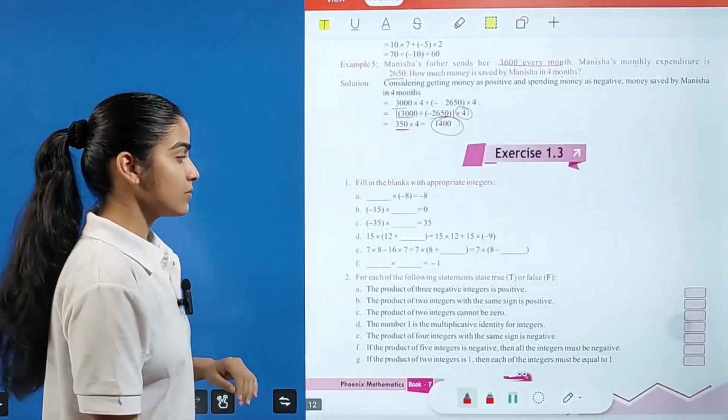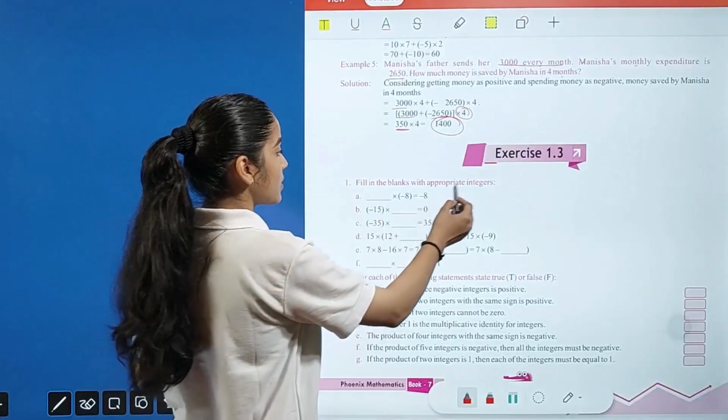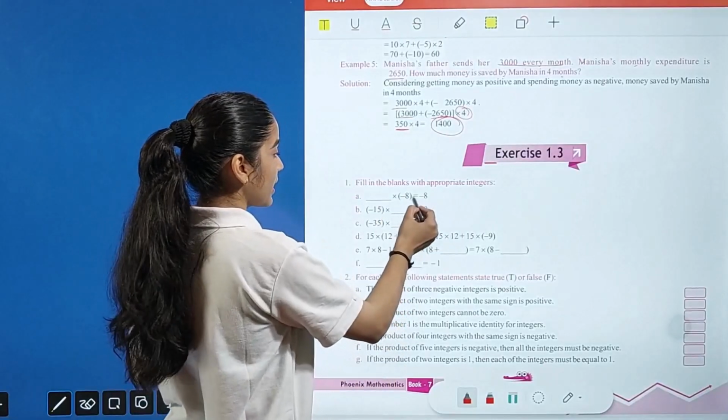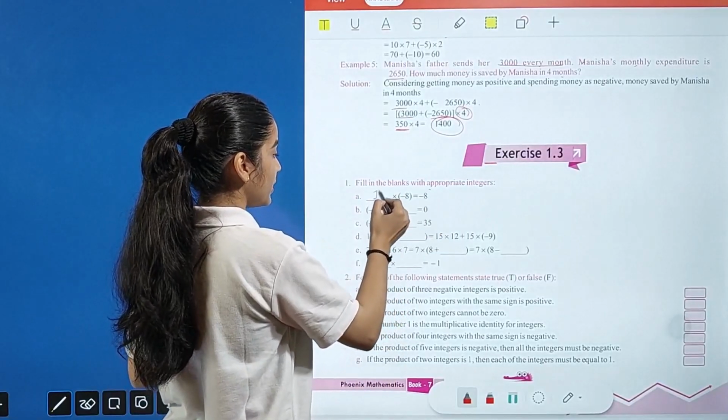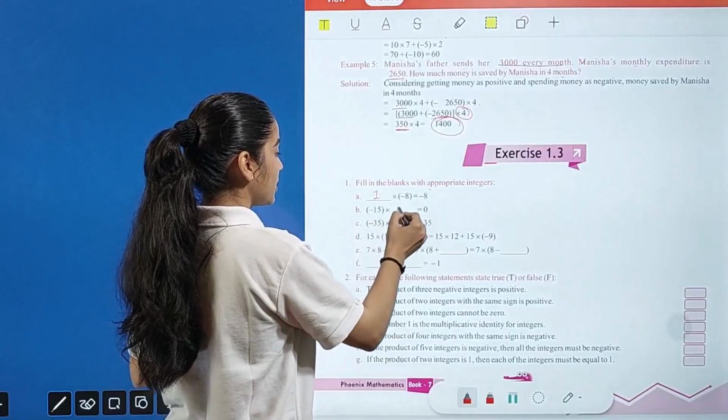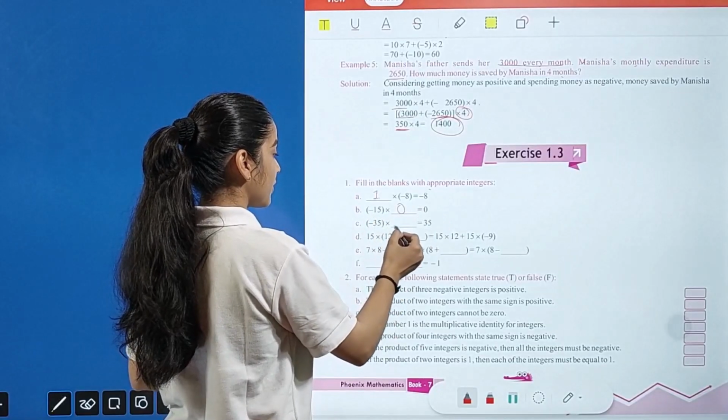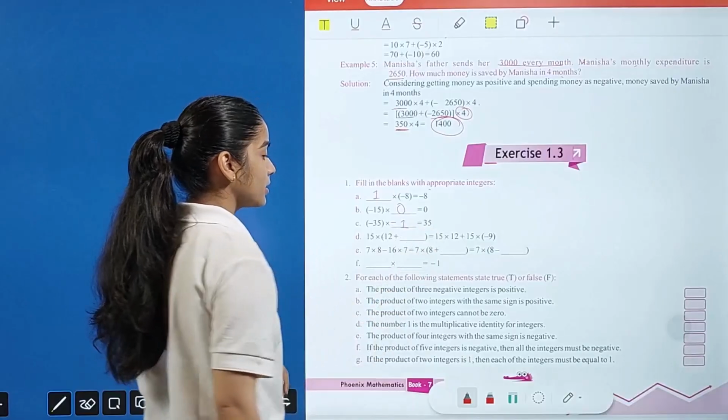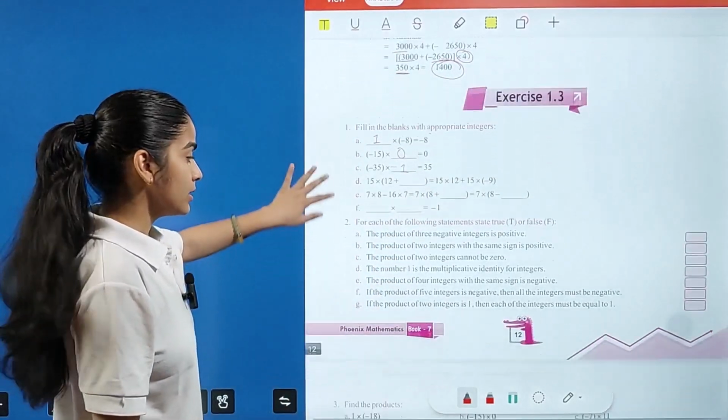Next we have our exercise 1.3, filling the blanks with appropriate integers. So how can I get minus 8 here if I multiply it with 1? Minus 15 multiplied by 0 is 0. Minus 35 multiplied by minus 1 is 35. In the same way you have to fill these blanks.